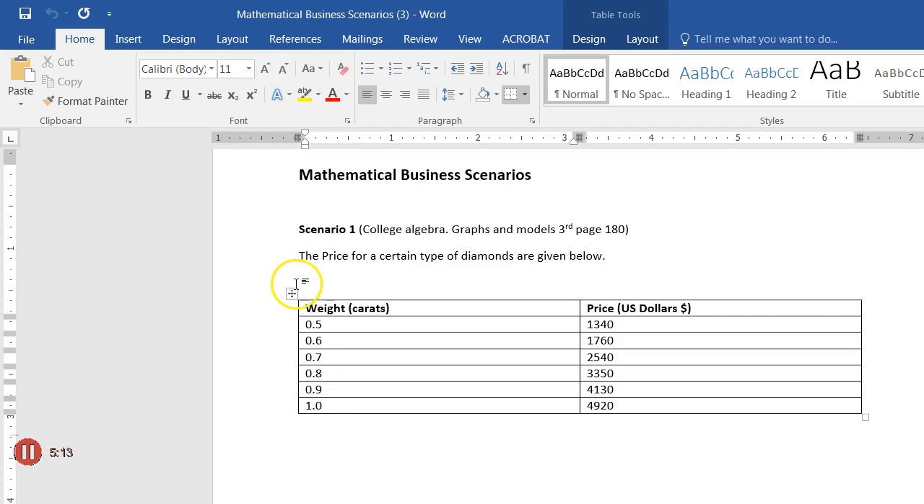So if you want to find the price for a 0.65 carat weight diamond, you need an equation once again, and then you can plug in x equals 0.65.